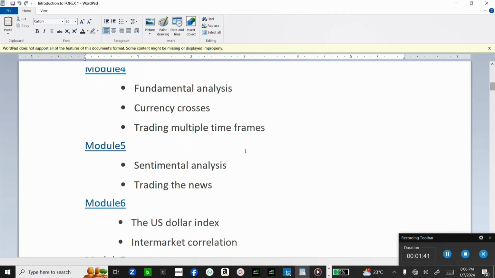In module 4, we are going to look at fundamental analysis, especially for those of you who are doing economics. This is a very sensitive topic for you. We look at currency crosses. There's a detailed video I've done on currency crosses, how currencies are crossed and why they are crossed. We are going to look at trading multiple time frames, how you can maneuver from one time frame to the next in the foreign exchange market.